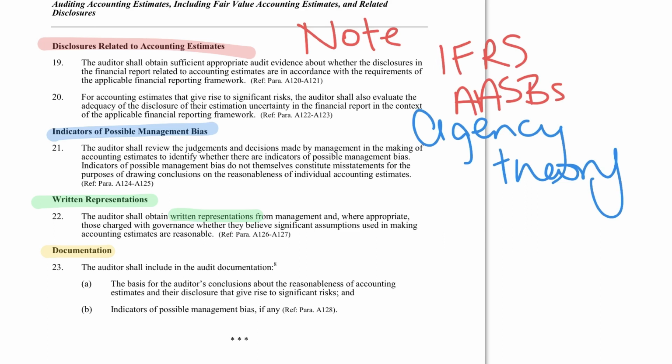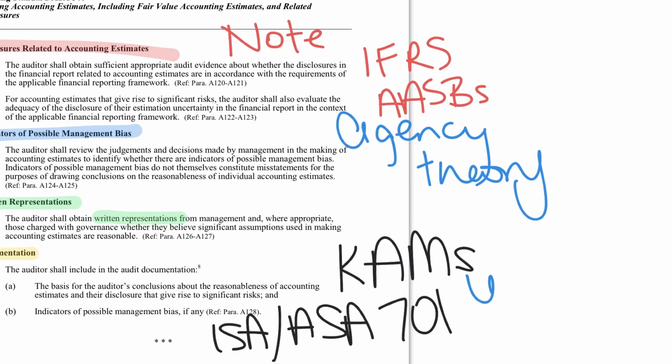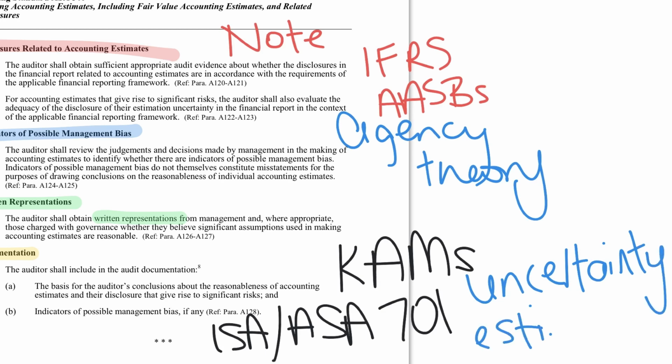Now, one thing that's not here is that we may also need to consider whether any of these estimates might form key audit matters under ASA ISA 701. So where there are high levels of uncertainty within the estimate, we may need to also include it in the key audit matters. So that's it for ASA ISA 540.